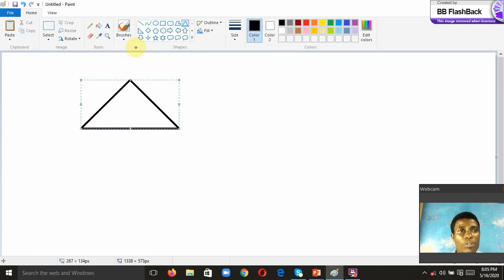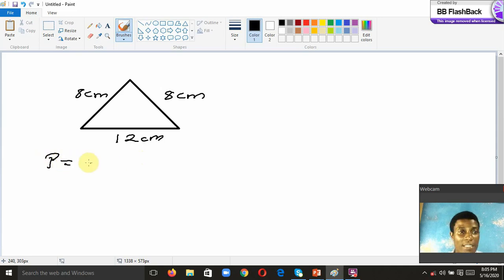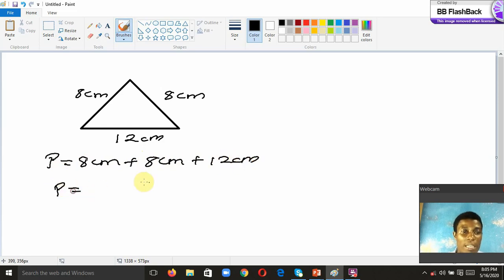So this is a triangle. Now this side is 8 centimeter, this 8 centimeter, and this is 12 centimeter. The formula for perimeter is the sum of all the sides. So 8 centimeter plus 8 centimeter then plus 12 centimeter. So perimeter, 8 centimeter plus 8 centimeter is 16 centimeter plus 12 centimeter, that is 28 centimeter. 16 plus 12 is 28. So the answer is 28 centimeter.